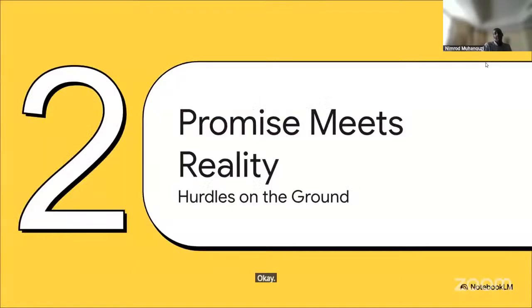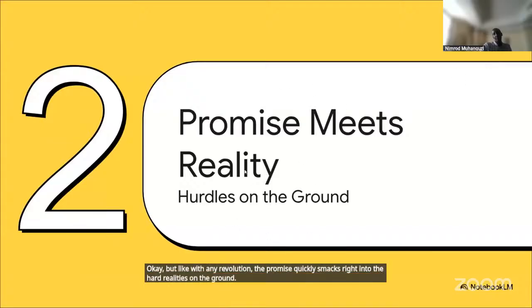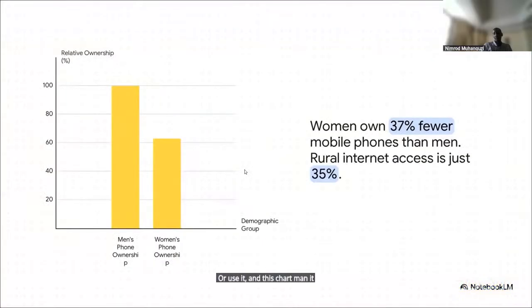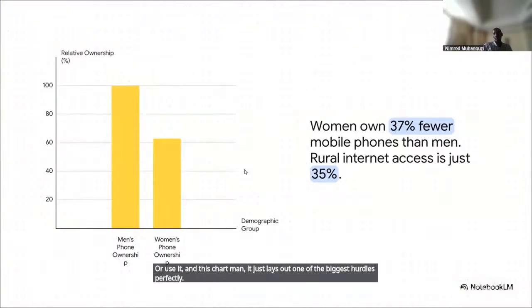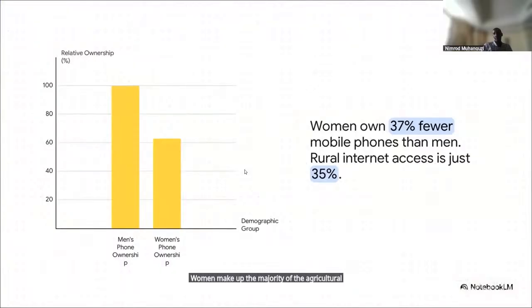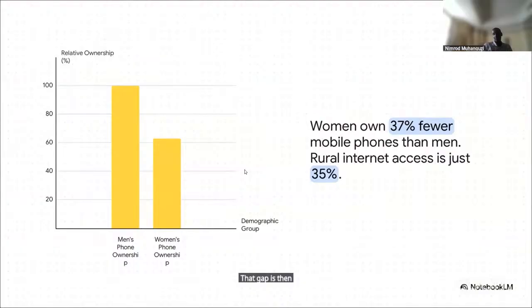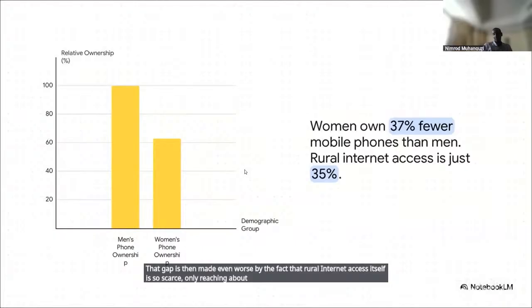Okay, but like with any revolution, the promise quickly smacks right into the hard realities on the ground. Because, let's be honest, the best technology in the world is totally useless if people can't actually access it or use it. And this chart, man, it just lays out one of the biggest hurdles perfectly. Women make up the majority of the agricultural workforce in many parts of Africa, yet they own 37% fewer mobile phones than men. And the mobile phone is the critical tool for this revolution. That gap is then made even worse by the fact that rural internet access itself is so scarce, only reaching about 35% of these communities.